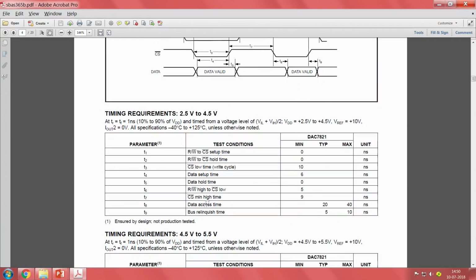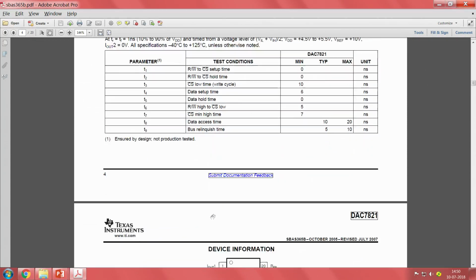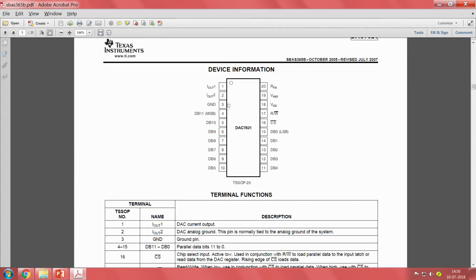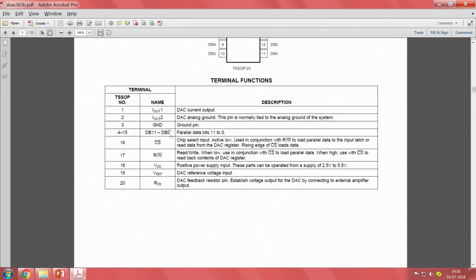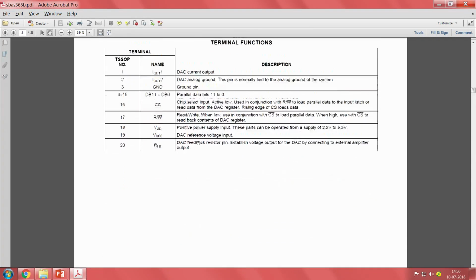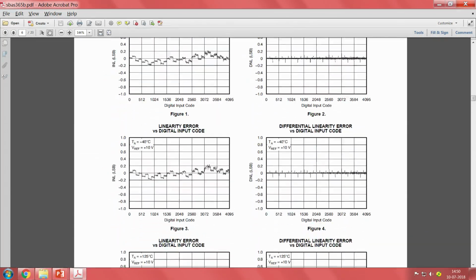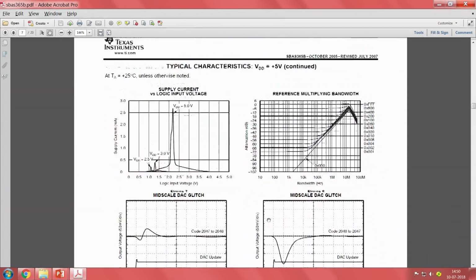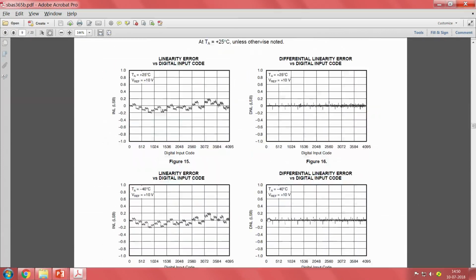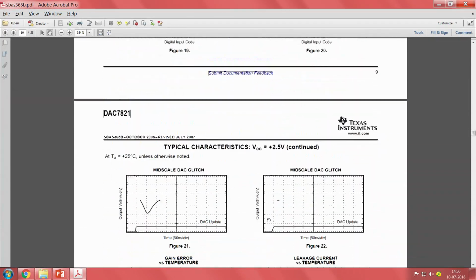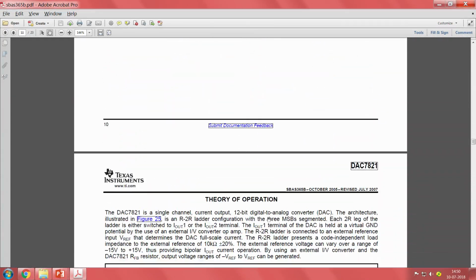Then quickly go to, after that the main thing is the package and the pin out. What all pins are there, what are their functionalities, what you should connect to what, and that is it. Then the pin out will be done, correct. Then you can glance through these curves if you find something interesting, correct. You need not spend much time on these curves, you can just quickly go through them.